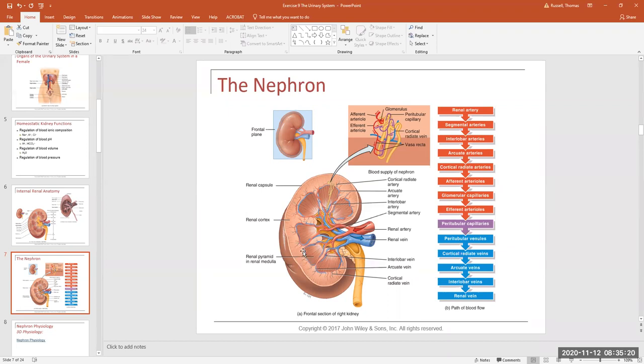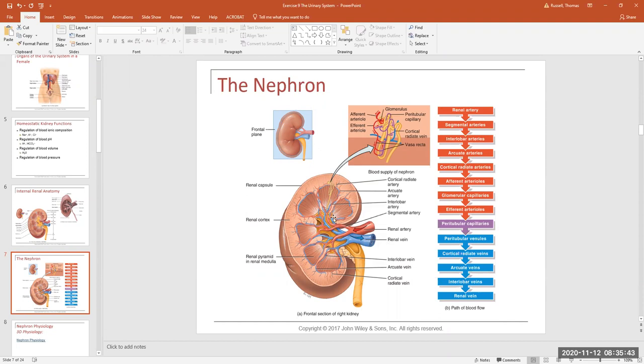So all the blood in the cortex is being collected down through a cortical radiate vein, going to the arcuate vein, which then sends the blood down through the renal column in the interlobar vein, which then sends the blood on its way out of the kidney via the segmental veins and then the renal vein. And from here, the blood is going to be dumped into the inferior vena cava, but they don't show it.